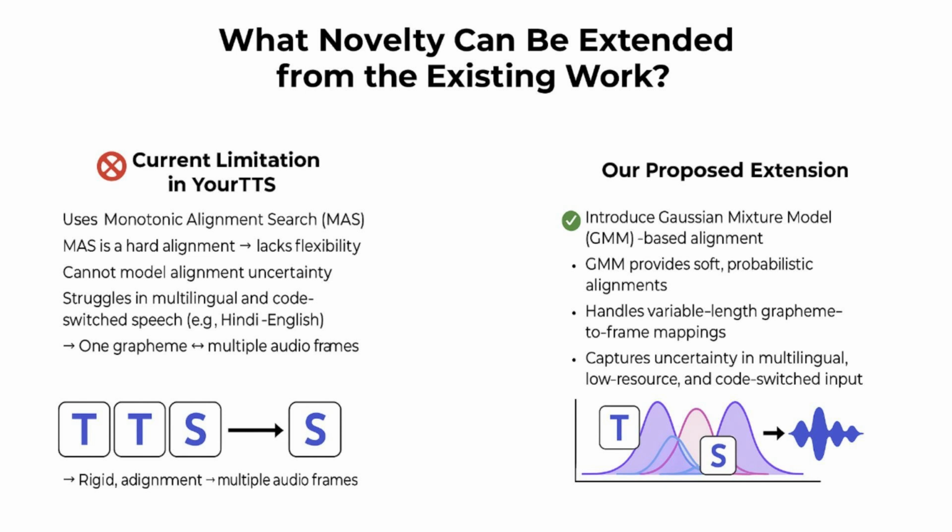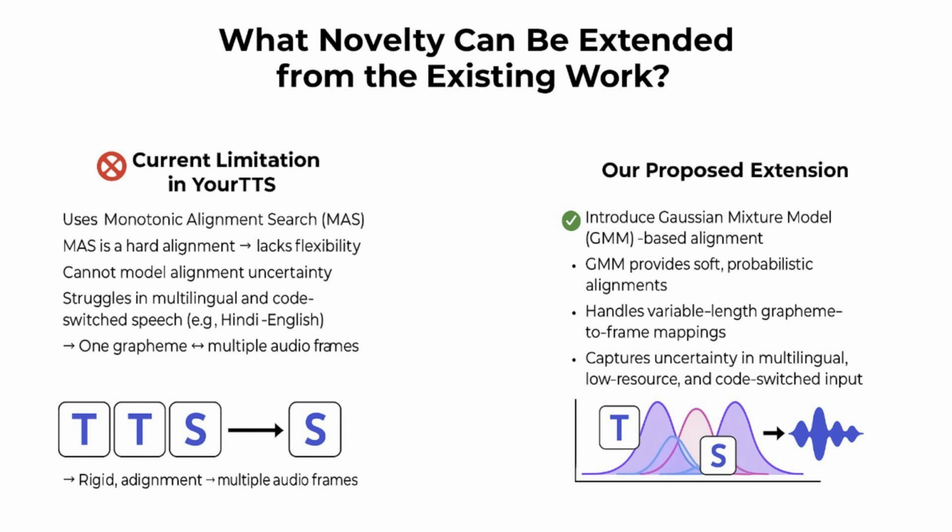How it trains: we keep our MAS as teacher and add a KL divergence loss so the GMM stays close to MAS when MAS is confident, but can spread a bit when alignment is naturally uncertain. We enforce monotonicity by building our mean as cumulative positive steps and clamp the variance to avoid over smoothing.